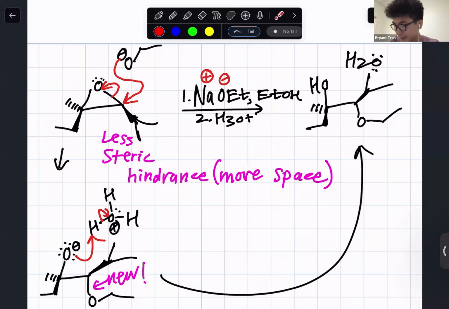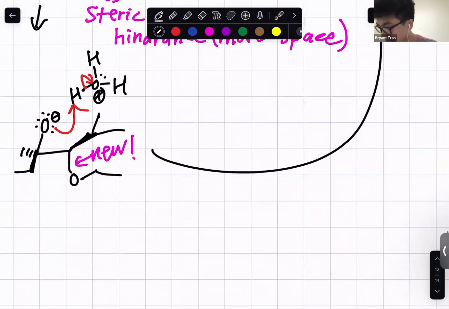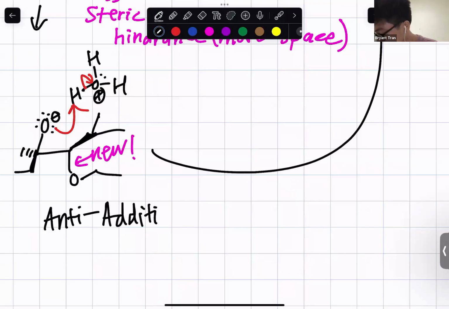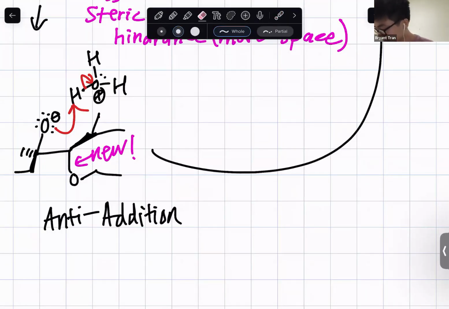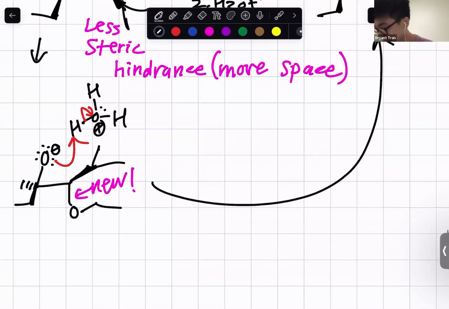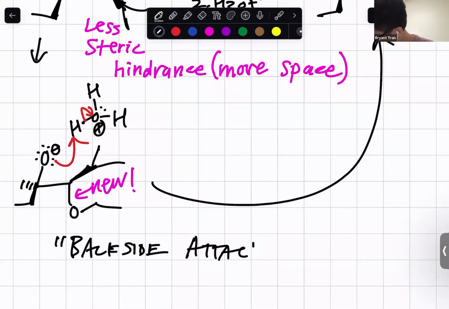So an important thing here is that in basic conditions, we attack the less substituted carbon of the epoxide. Right? And when we break it open, it's gonna invert stereochemistry, but not anti-addition. Think of it like a backside attack, right? Backside attack of SN2, where it inverts the stereochemistry.